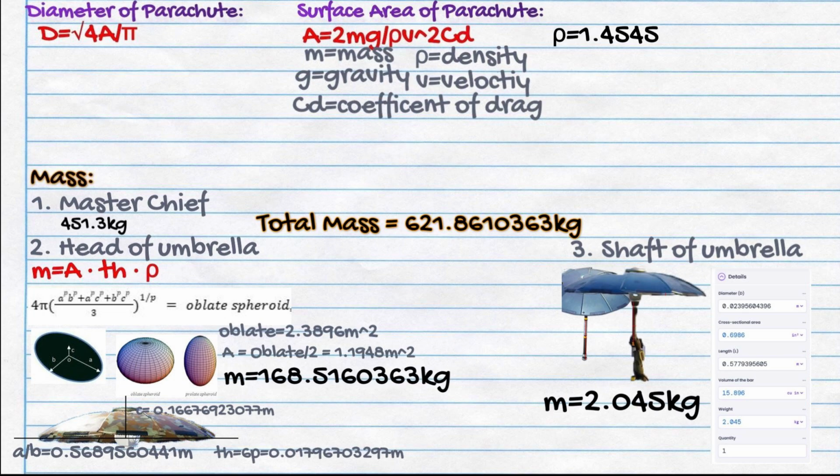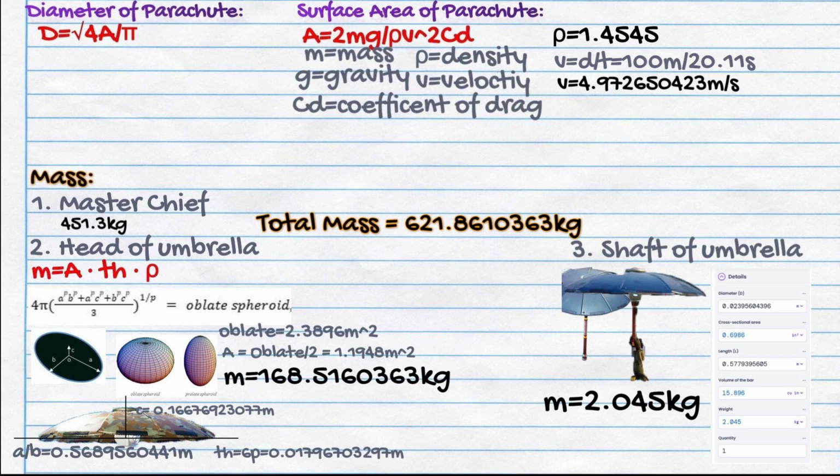Secondly, we have v, or velocity. The equation for velocity is distance divided by time. So I fell 100 meters whilst with my umbrella out, timed it out to be 20.11 seconds. So we just divide 100 meters by our time of 20.11, and we get a velocity of 4.97 meters per second. Lastly, we have CD, or coefficient of drag.